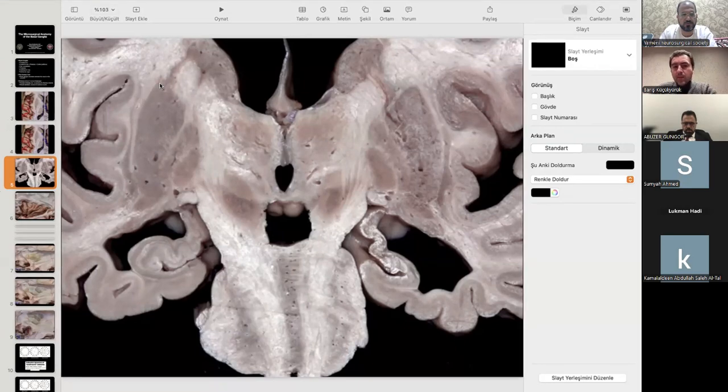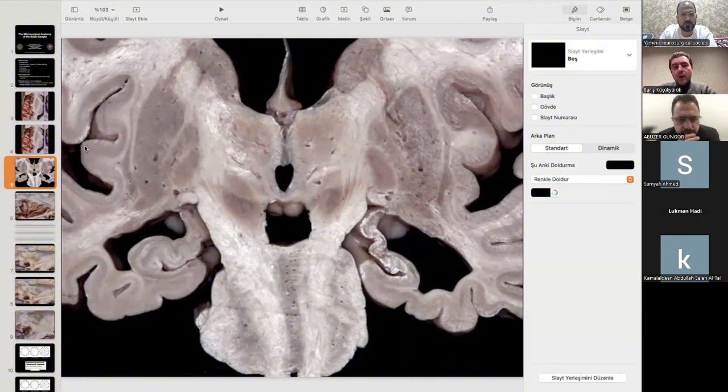And then comes the basal ganglia, the lentiform nucleus, including the putamen and globus pallidus. So the lentiform nucleus is formed by the putamen laterally and globus pallidus medially. And then there comes the internal capsule. And more medially, there is the caudate nucleus, then the thalamus, and beneath the thalamus, there is the subthalamic nucleus, and then the substantia nigra.